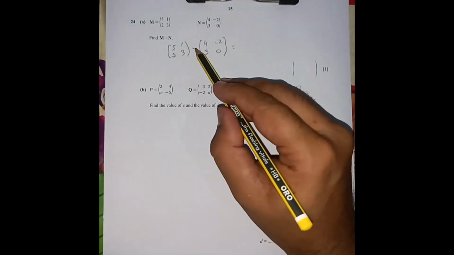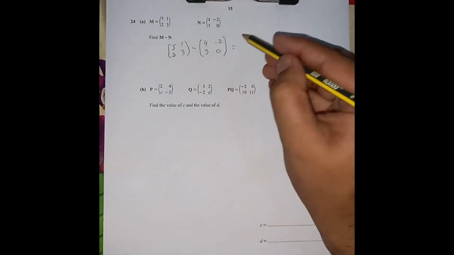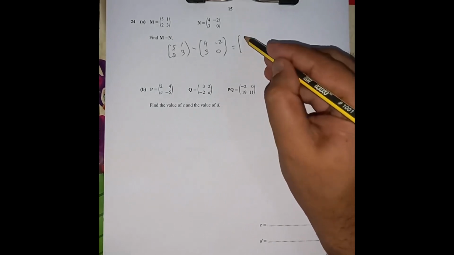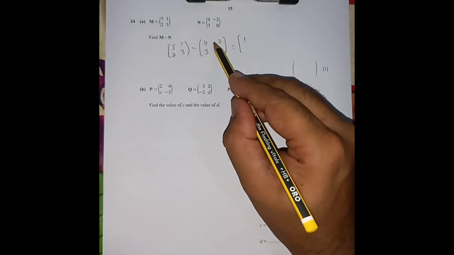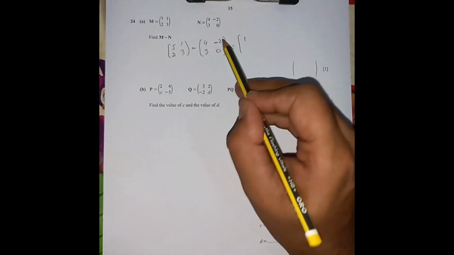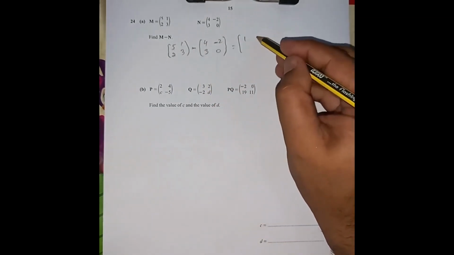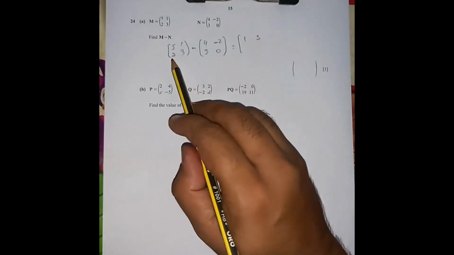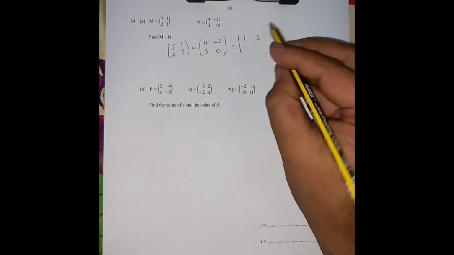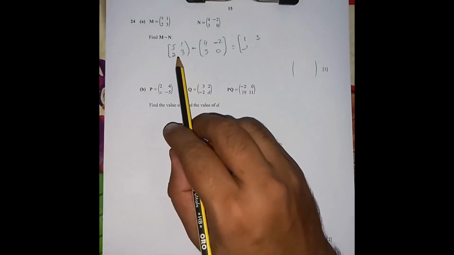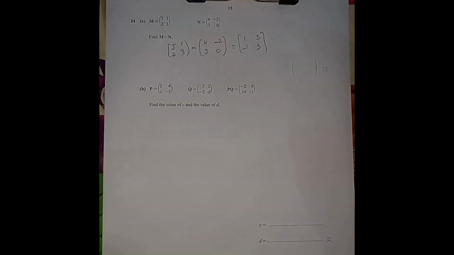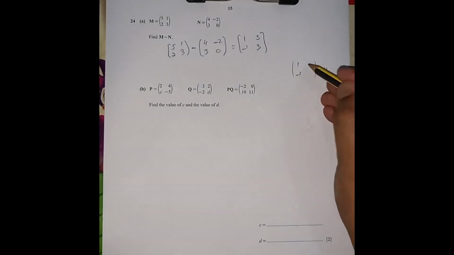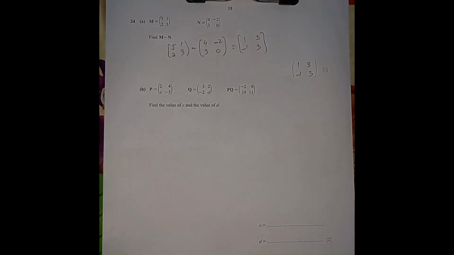So 5 minus 4 is equal to 1. 1 minus -2 is equal to plus 3. 2 minus 3 is equal to minus 1. 3 minus 0 is equal to 3. So this is the answer: 1, -1, 3 and 3.